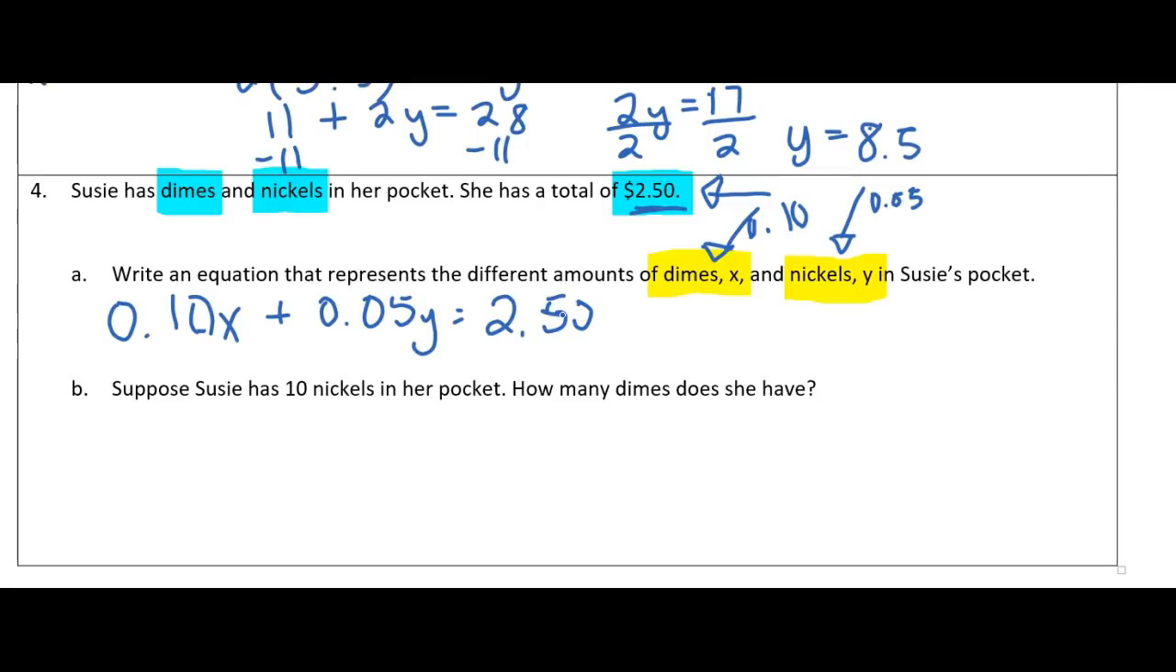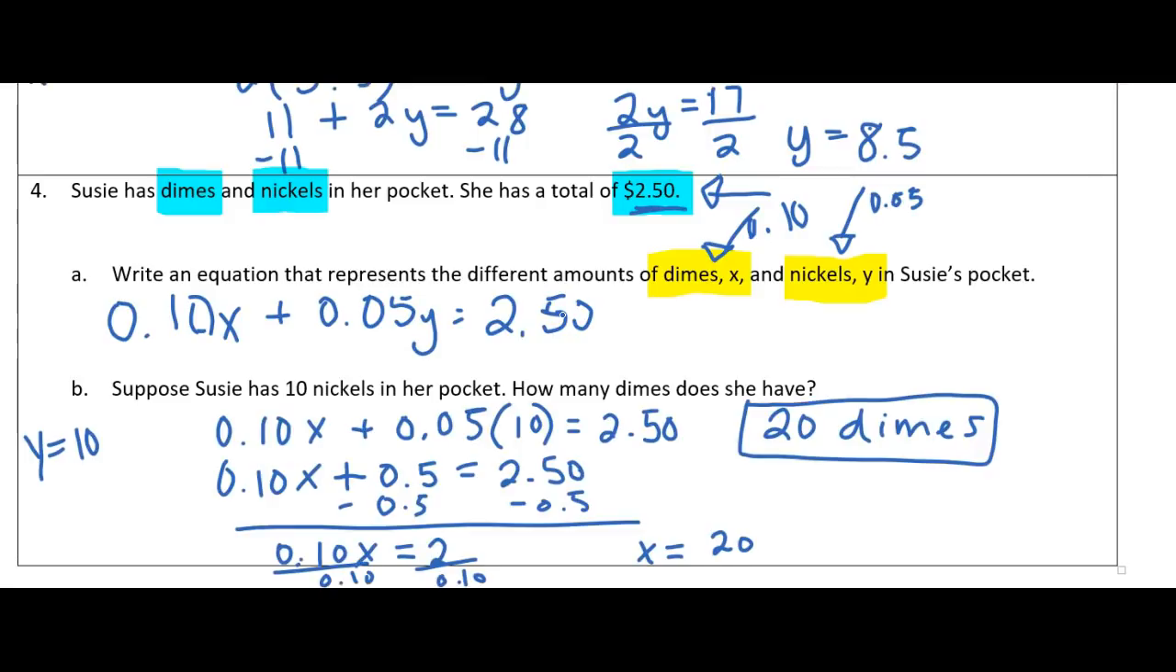Go ahead and pause the video and solve part B. Okay, if Susie has 10 nickels in her pocket, I plugged in 10 for y since y represents nickels. I multiplied, subtracted it over, and divided to get x by itself, and I got 20. So her total of dimes in her pocket is 20 dimes if she has 10 nickels. All right, that's the video lesson for today.